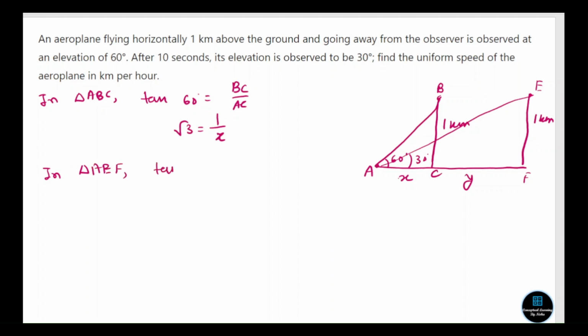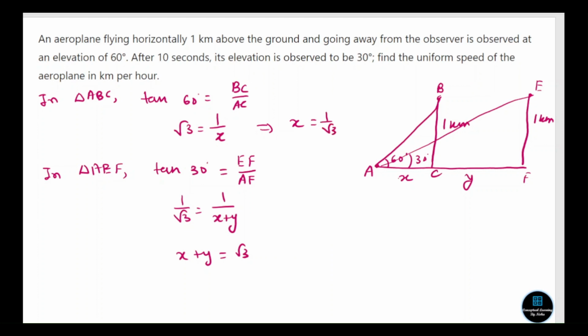We have tan 30 degree, which is EF to AF, correct? And now I'll take 1 upon root 3 equals EF is 1, AF is X plus Y. And then what do we get? X plus Y equals square root of 3. Here, from here, what I can say, X is equal to 1 upon square root of 3.